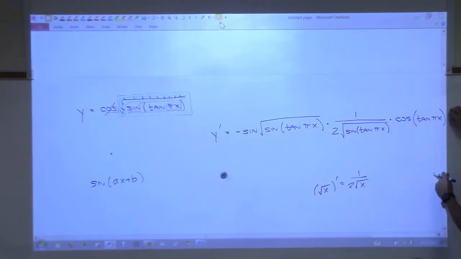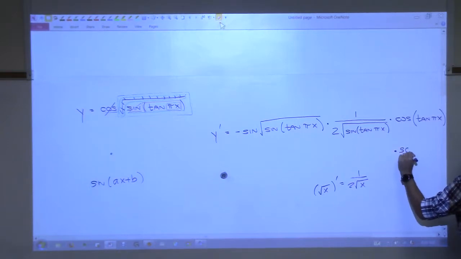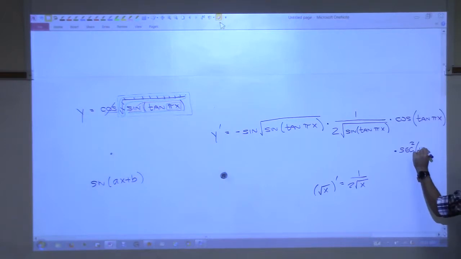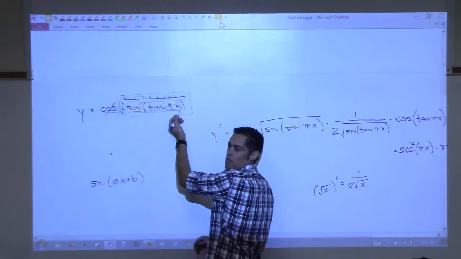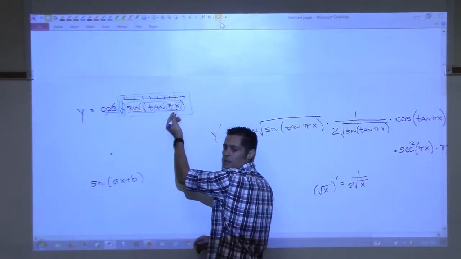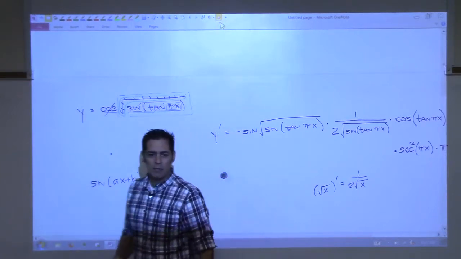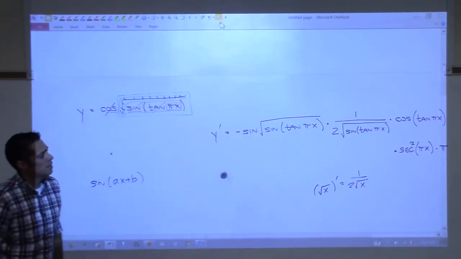So I have added on to this, but I'm going to go down here so it's on camera. I have times secant squared of what, though? Secant squared of pi x. And then here comes the pi that pops out, times pi. And I've done the tangent, and I did the derivative of pi x. That's where the pi came from at the end. Okay, so we're done. We've gone from the outside all the way in.